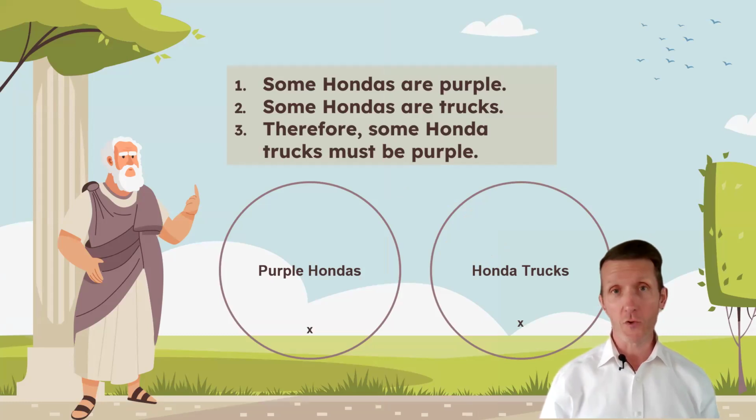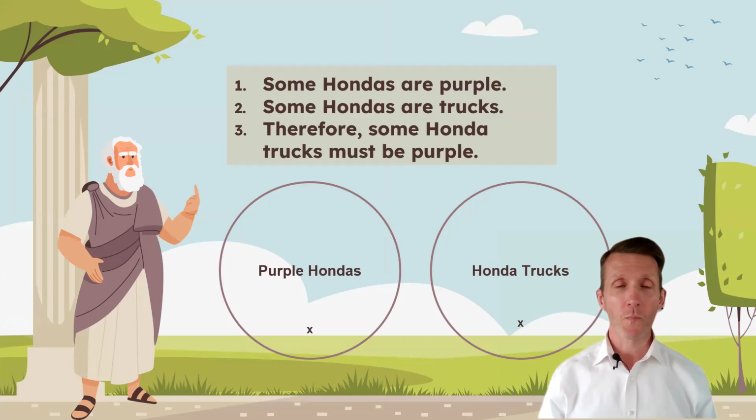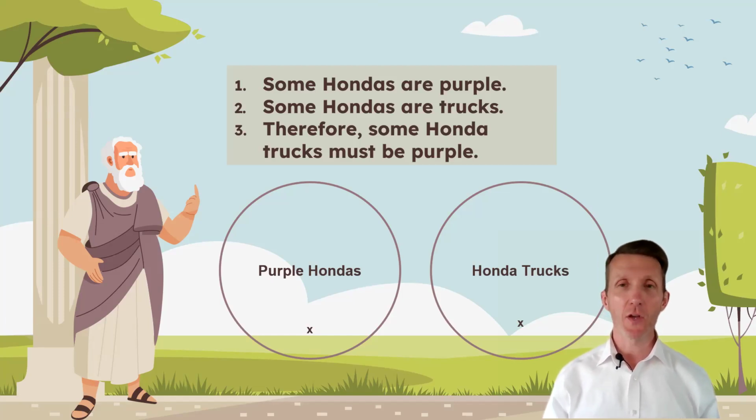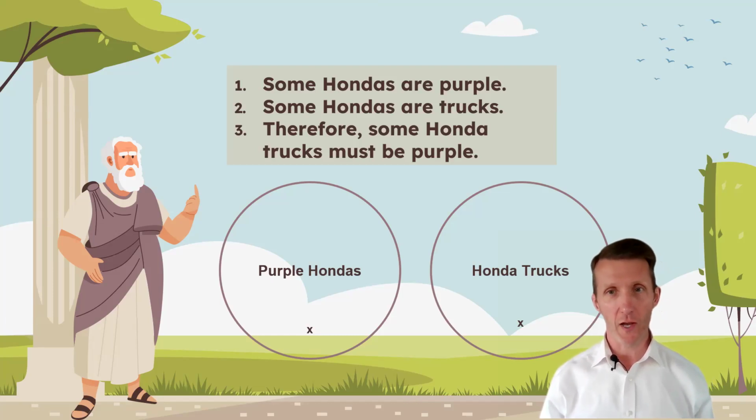And so here, I've first formalized the argument. Premise one, some Hondas are purple. Premise two, some Hondas are trucks. Therefore, conclusion three, some Honda trucks must be purple. But you can see the premises visualized here on the screen. On the left, that circle is a category that includes all purple Hondas, and the X in there means that there are some. That's the first premise. Second premise, some Hondas are trucks. On the right side, you've got a circle, the category of Honda trucks, and there's an X in there. That means there are some of them.